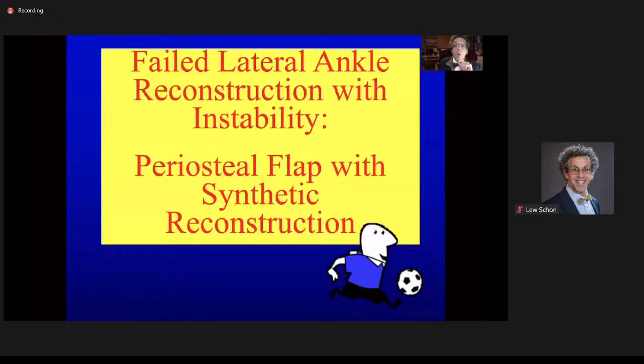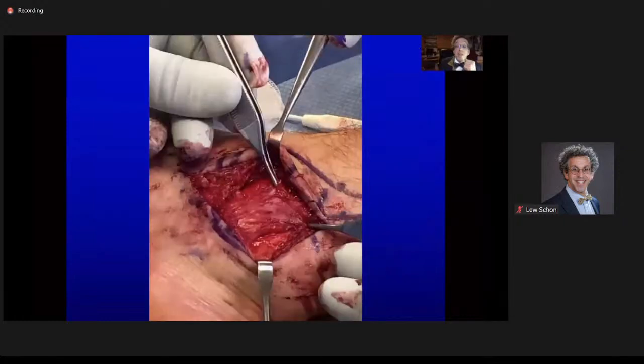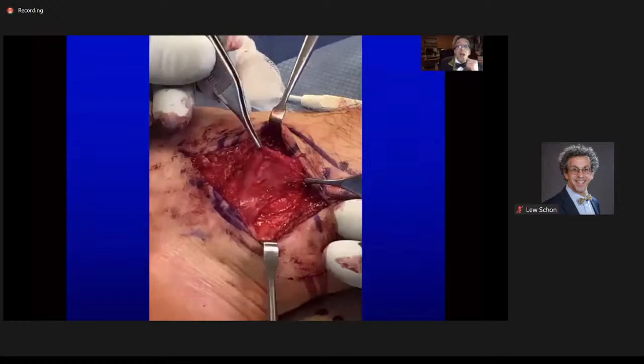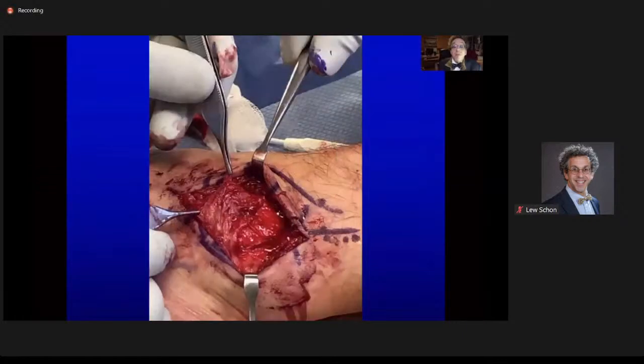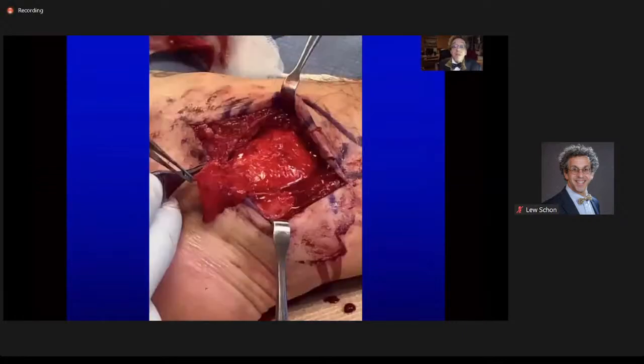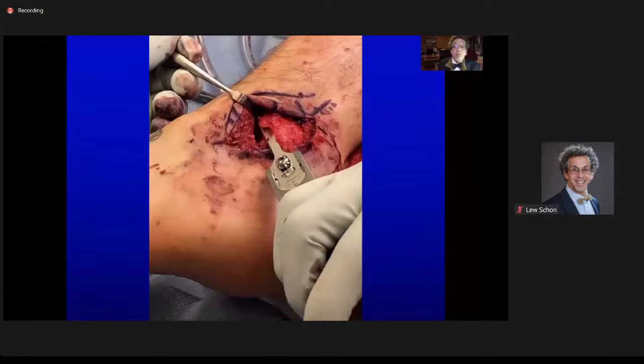Now, what if we did a reconstruction and it failed? Can we augment it with something other than natural tissue? And the answer is yes, we could use a synthetic tissue. So here I'm doing a synthetic material. So here I'm doing my periosteal flap in a case that had previously had a repair elsewhere.